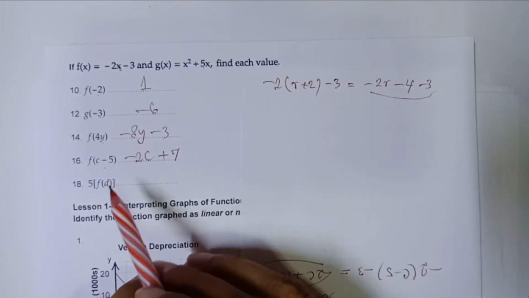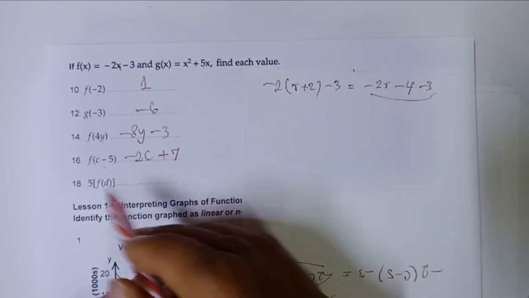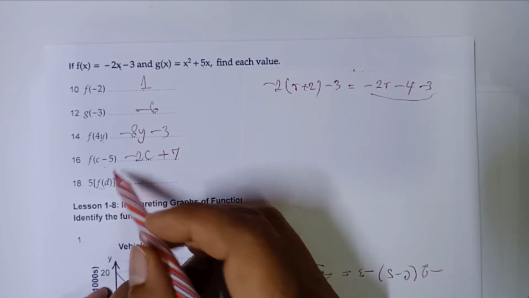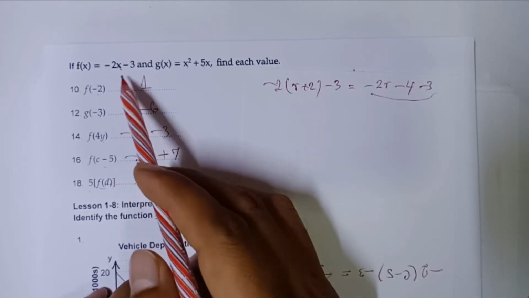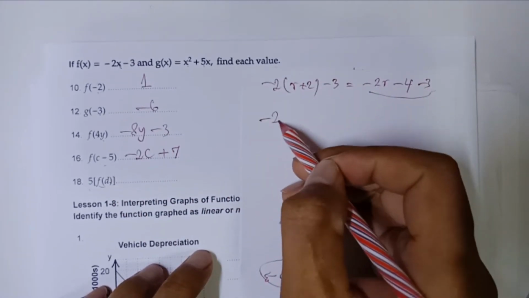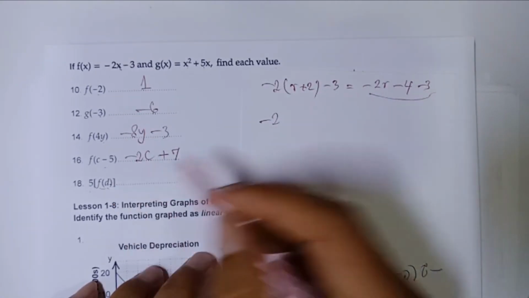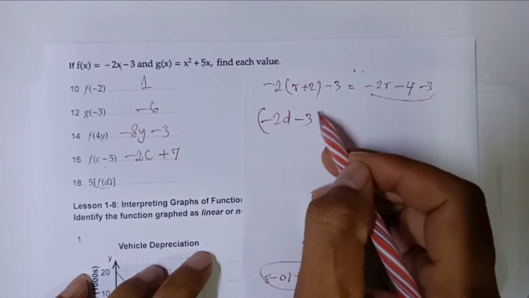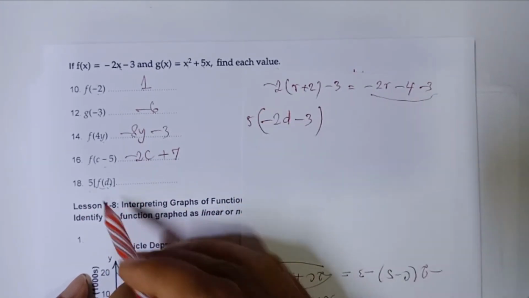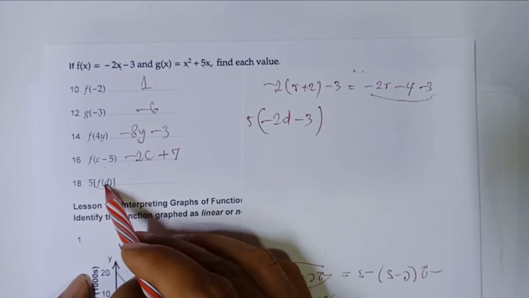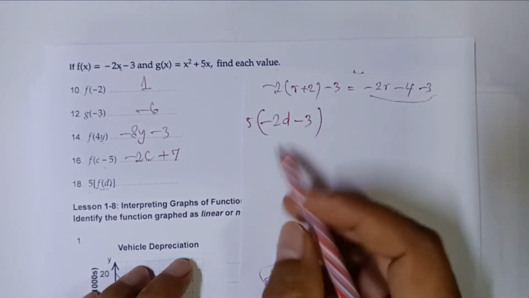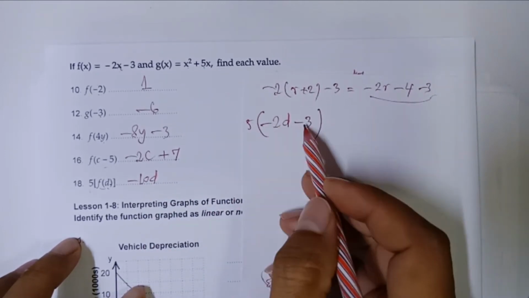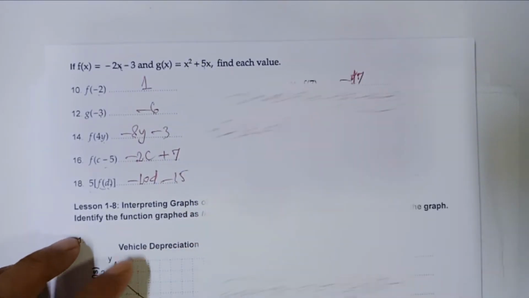Number 18, f of d, but this is multiplied by everything. I will work with the 5 later, but work with this one inside the bracket first. So right now your x is being substituted by the d. So you have minus 2, instead of x, you put d here. And then you minus 3. And then this function is multiplied with 5. This is the coefficient here, 5, multiplied by this function. So to simplify this, 5 times minus 2d, you have minus 10d. And 5 times minus 3, you have minus 15.